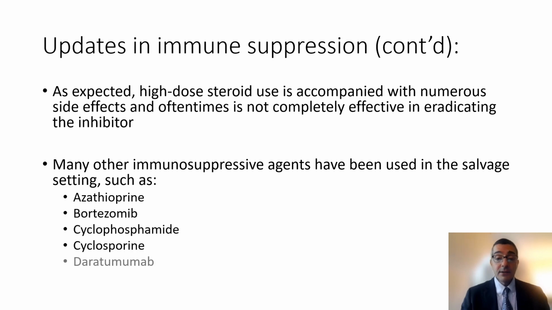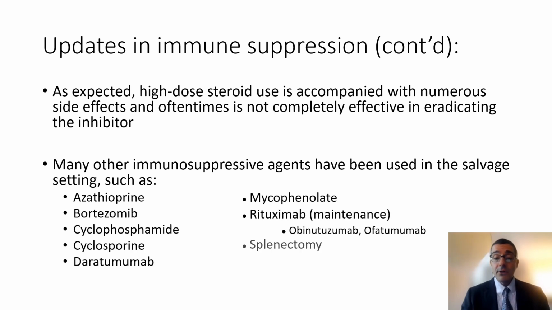And here's just a quick little list of all the stuff that has been used in the treatment of TTP. Those two things, including maintenance rituximab. So even if someone has received rituximab up front, if they still have a persistent inhibitor, one method is to just continue giving rituximab. And those other ones, obinutuzumab or ofatumumab, they're different from rituximab. They have the same target, but they're just modified. They've been used mostly in lymphoma treatments, but have been used in refractory TTP.